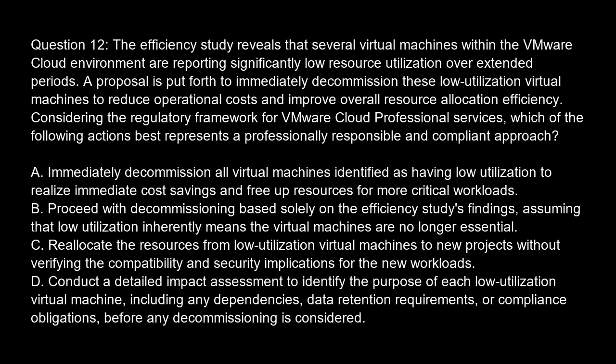Option A. Immediately decommission all virtual machines identified as having low utilization to realize immediate cost savings and free up resources for more critical workloads. Option B. Proceed with decommissioning based solely on the efficiency study's findings, assuming that low utilization inherently means the virtual machines are no longer essential. Option C. Reallocate the resources from low utilization virtual machines to new projects without verifying the compatibility and security implications for the new workloads.